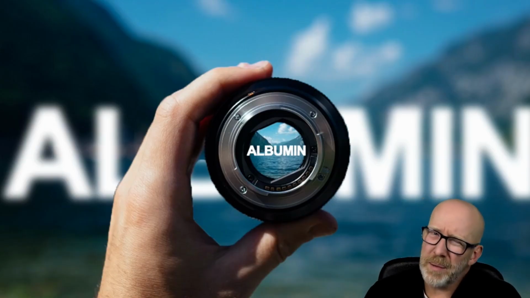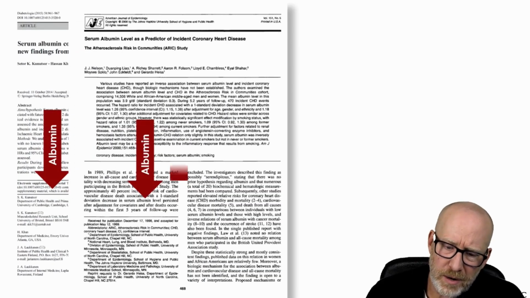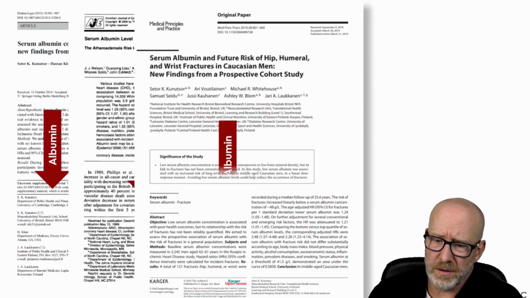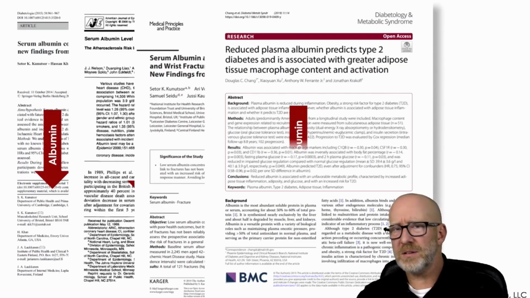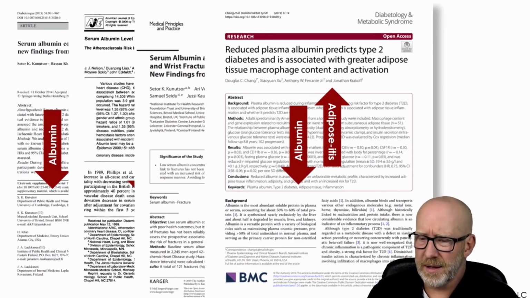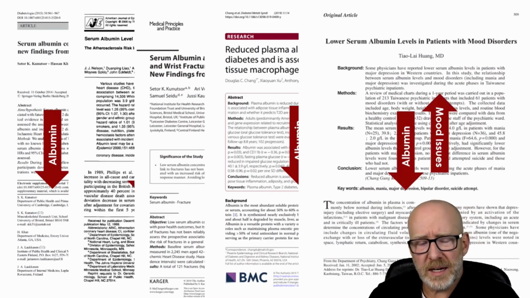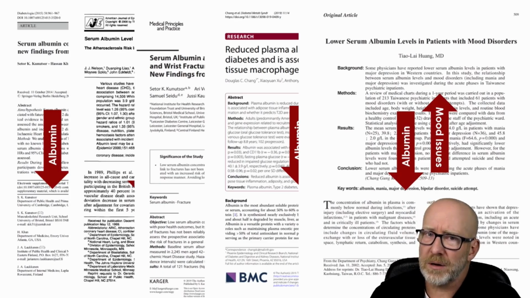Now, why would you want to pay attention to albumin? Well, it turns out that the lower the albumin, the greater the risk for diabetes, coronary heart disease, bone fractures, and inflamed fat, which you know is associated with a wide number of cardiometabolic disorders, as well as increased risk of mood disorders. We need to be paying attention to albumin, and we need to use a better reference range.